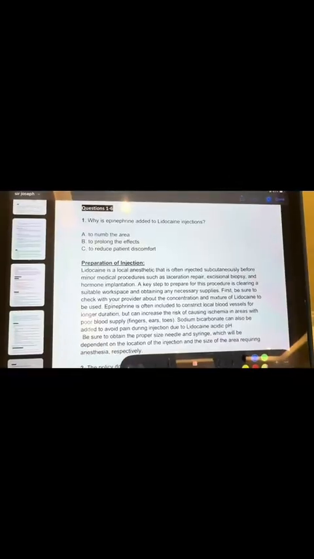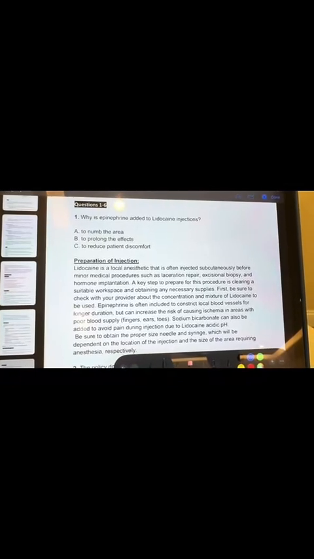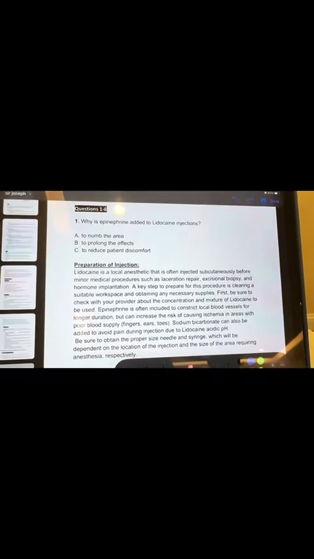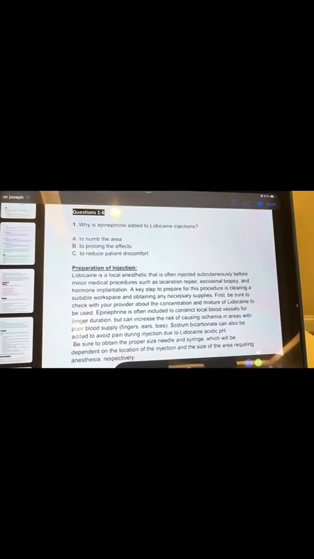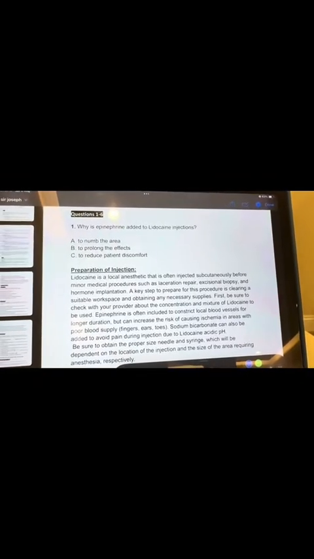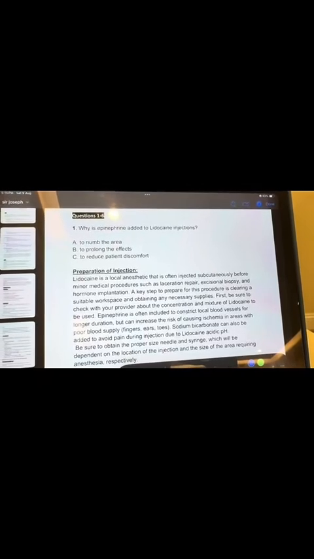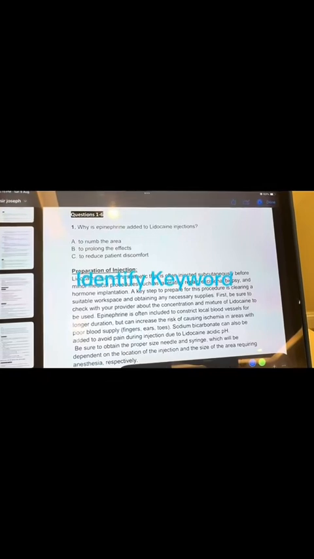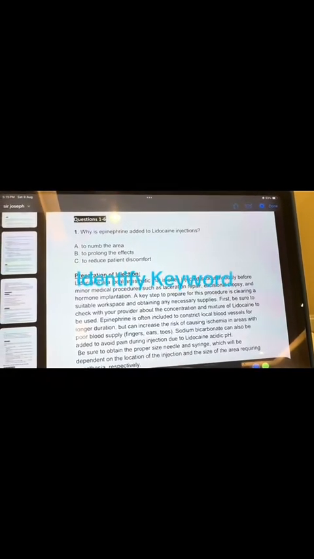Well, now we can move toward the question. In the question, I'll read it and understand it, and then I'll identify the keyword in the question so that I can reach toward the right answer. Why is epinephrine added to lidocaine injections? Here, added is a keyword, because they are asking for the addition of epinephrine. So I'll highlight this word.